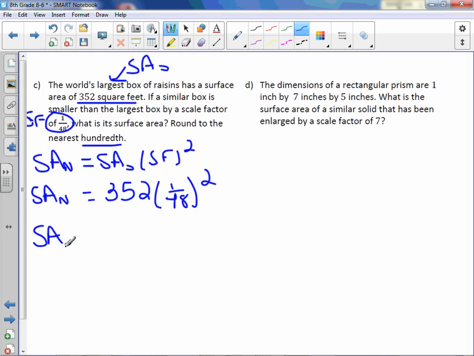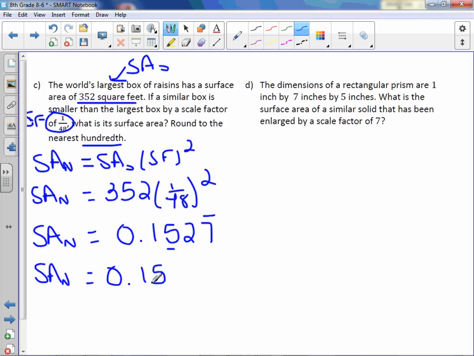Plug it in your calculator. Make sure you put 1/48 in parentheses. And we would get 0.1527 repeating. To the nearest hundredths place is where the 5 is. So the surface area would be 0.15 square feet. Letter D.